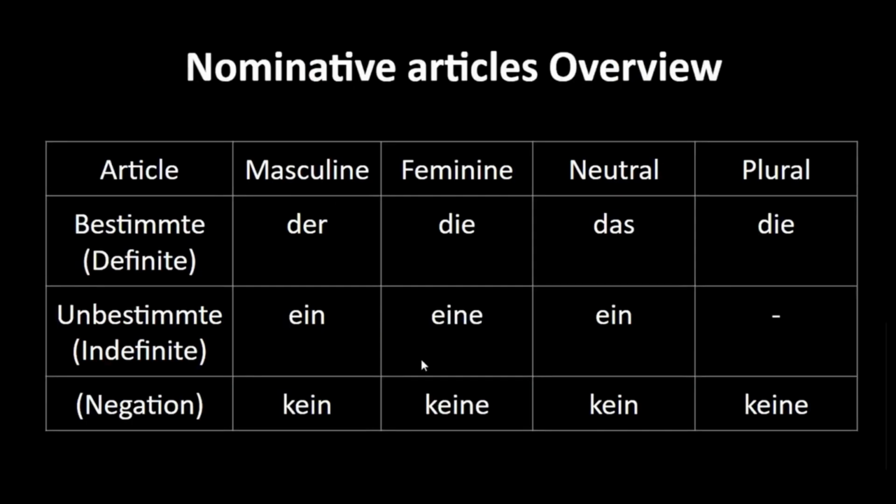So here is a summary of the three types of nominative articles. First of all, Bestimmter Artikel, which means the definite article: der, die, das, die. Then the Unbestimmter Artikel, the indefinite articles: ein, eine, ein. And then the negation article, Negationsartikel: kein, keine, kein, keine.